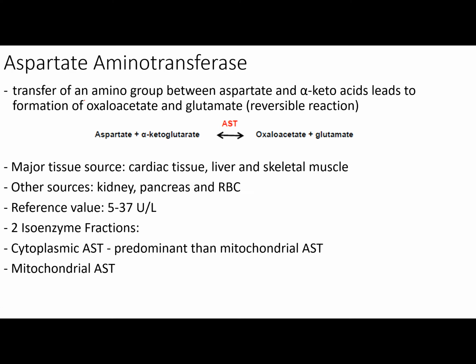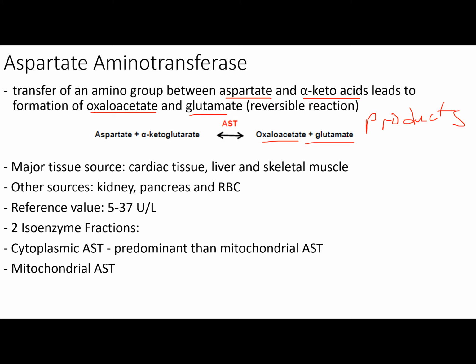Okay, let's start with your aspartate aminotransferase, class, or your AST. Aspartate aminotransferase catalyzes the transfer of an amino group between aspartate and alpha keto acids, leading to the formation of oxaloacetate and glutamate. So the products of your AST are these two, oxaloacetate and glutamate. So please take note. If asked in your quiz, what are the products of AST?